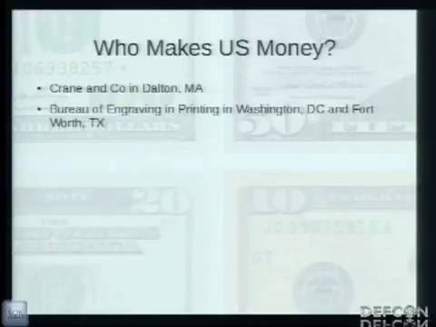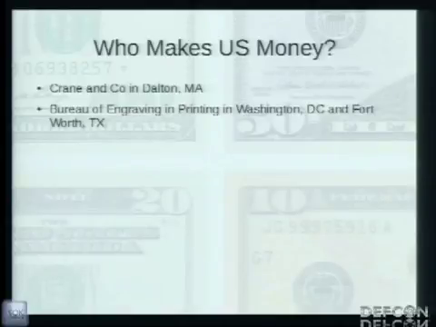The part of the US government in charge of designing and printing US dollars is the Bureau of Engraving and Printing, which is part of the US Department of the Treasury. They operate two printing plants, one in Washington, D.C. and one in Fort Worth, Texas.